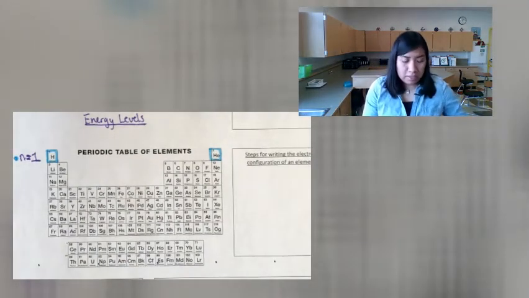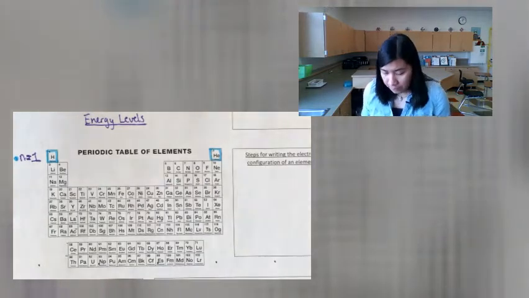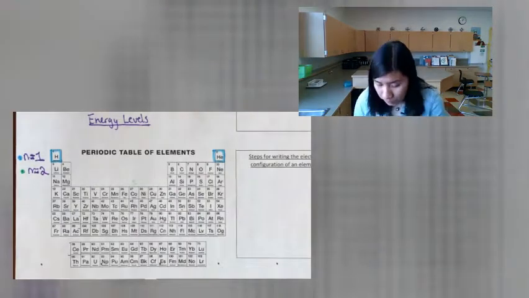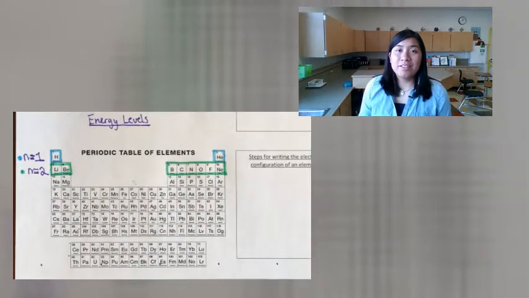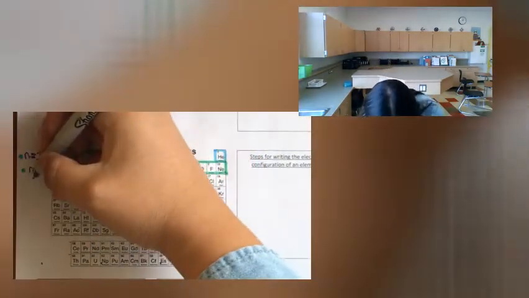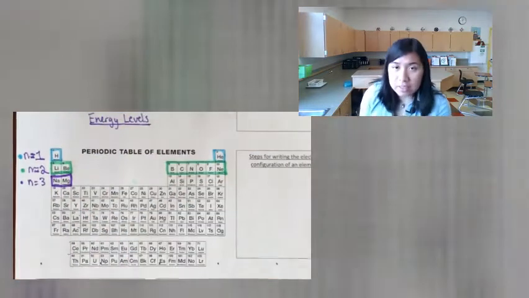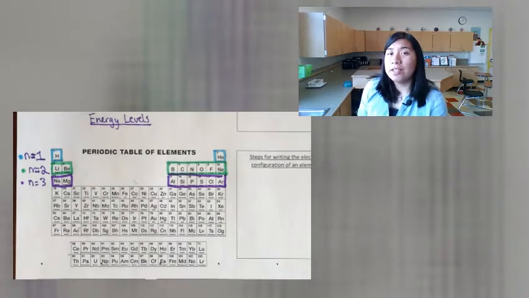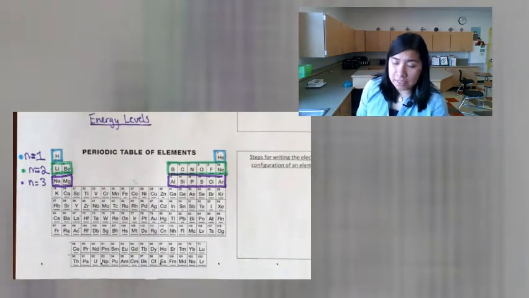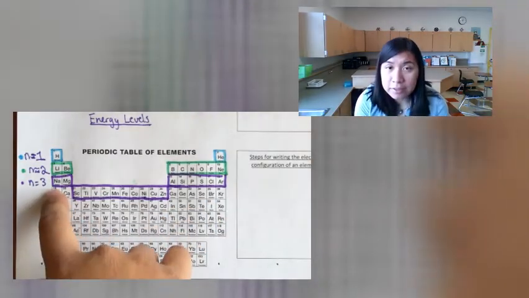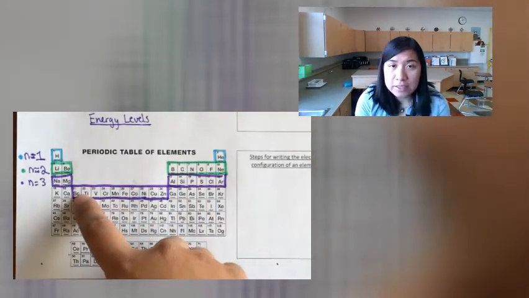Now let's do the second energy level, which I'm going to choose to use green. Your second energy level is going to be your second row. Now let's work on the third energy level. So that is N equals 3. And I'm going to use purple for that one. And similar to the other ones, it is in the third row. However, it is also the first row within the D subshell. So again, the third energy level is the third row on the periodic table, but it also extends down here.